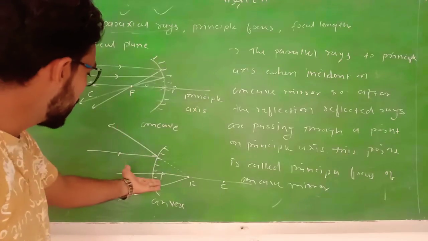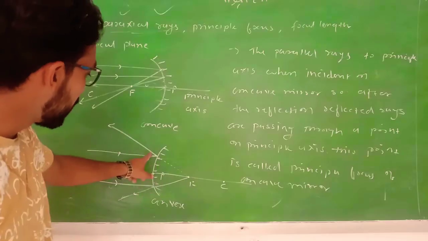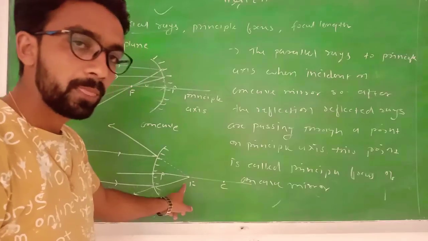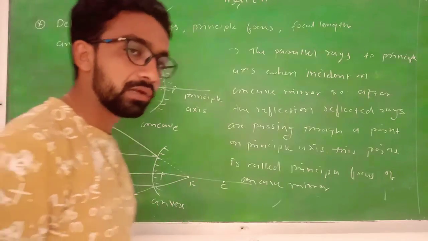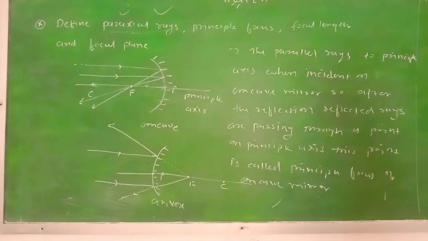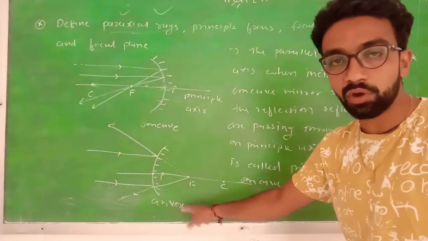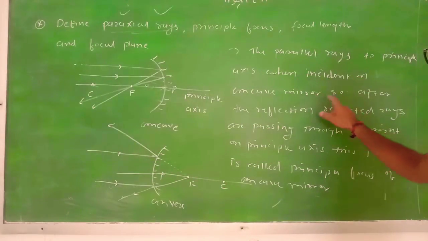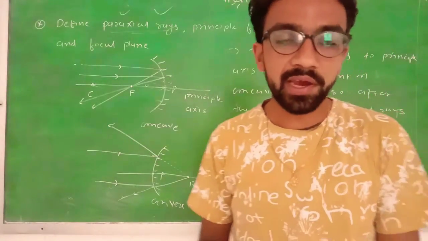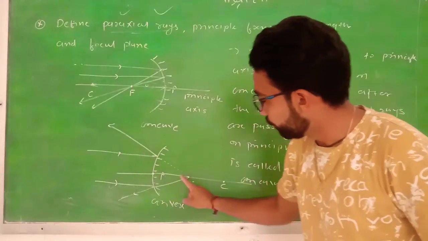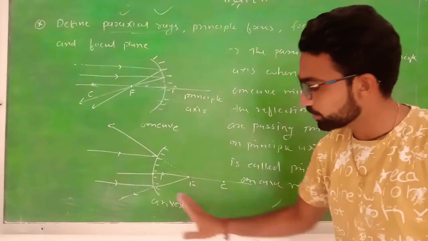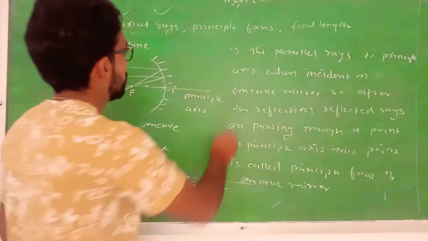Similarly, you can write for the convex mirror: the reflected rays appear to come from one point on the principal axis. So this point is the principal focus for the convex mirror. You have to write the definition for the convex mirror. The only difference is that the reflected rays appear to be coming from one point on the principal axis. Okay, so this is the definition for principal focus.